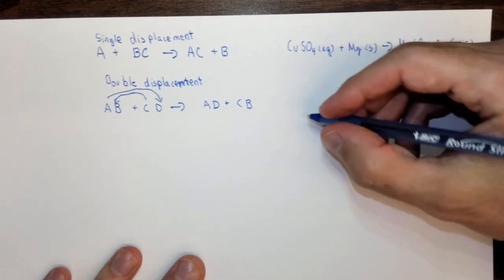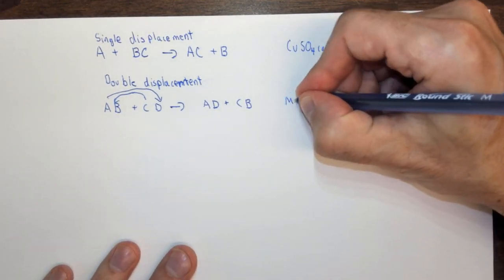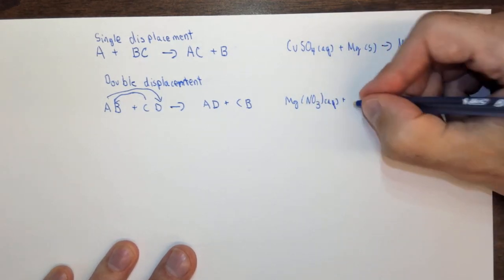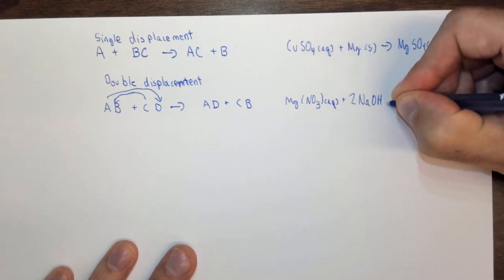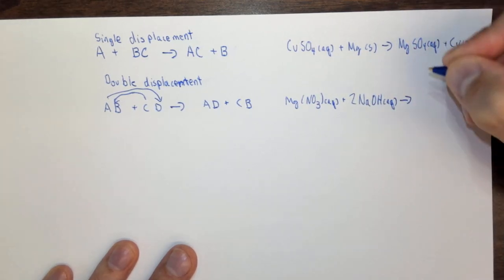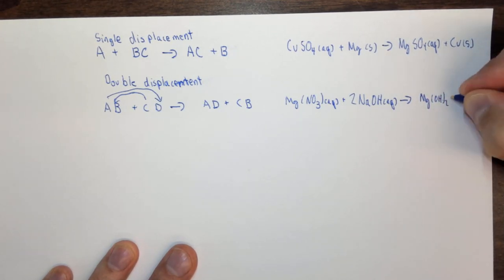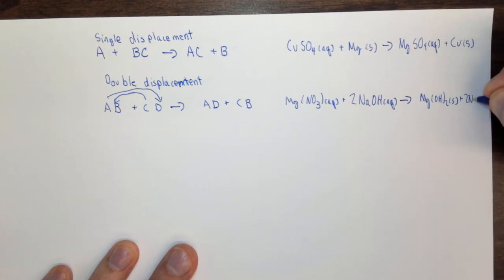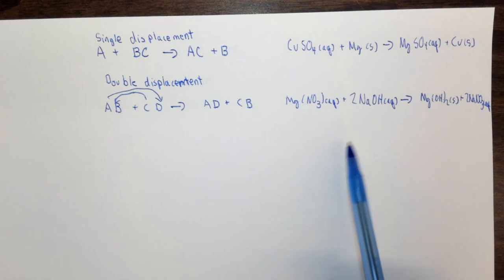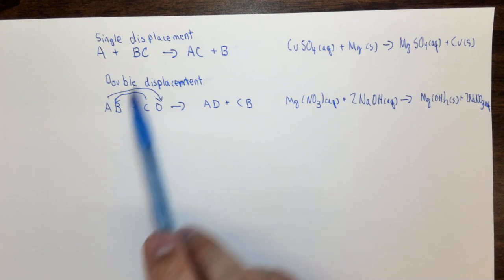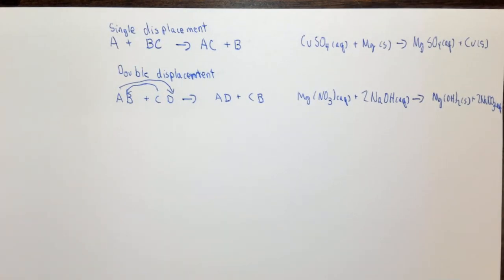And one example of this, where we form something that's not aqueous, if we take magnesium nitrate, aqueous, and we react it with 2 sodium hydroxides, aqueous, we can form magnesium hydroxide. And hydroxides are generally insoluble, so that's solid, plus 2 sodium nitrates. And sodium compounds and nitrate compounds are generally aqueous. They're soluble in water. So this is a double displacement reaction. And we've seen examples of both of these throughout this section.